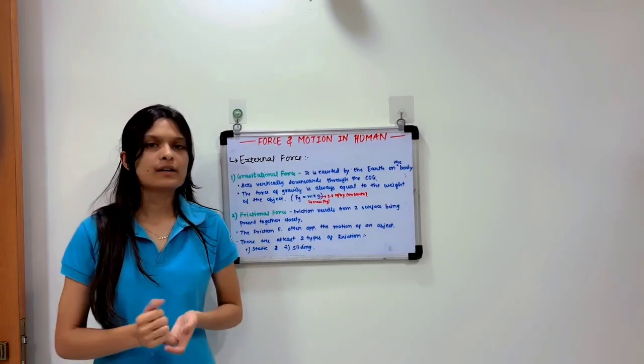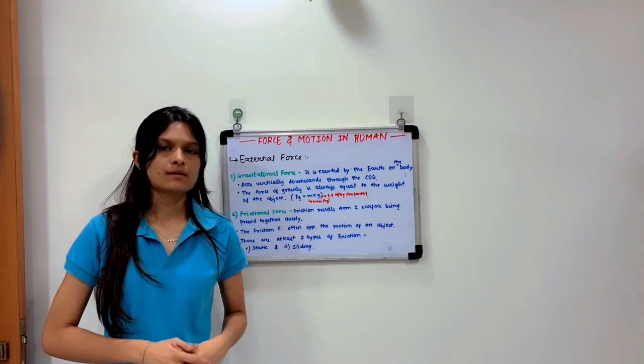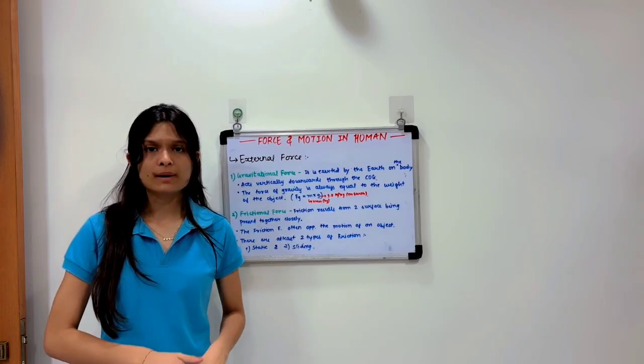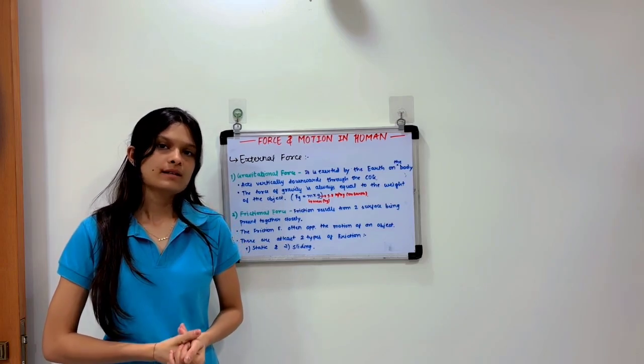The force of gravity is always equal to the weight of the object. By equation, we can say that Fg is equal to m into g, where m is equal to mass in kg and g is equal to 9.8 Newton per kg on the earth.